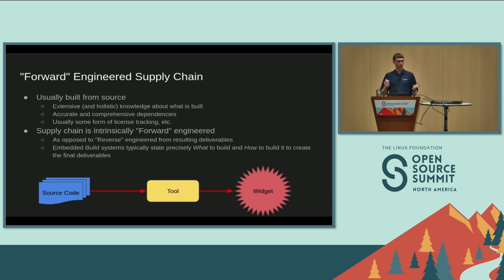So we say our supply chain is intrinsically forward engineered, and this is the opposite of reverse engineering, right? There's a lot of tools out there that you can chuck a binary into and they will try to figure out what the process was that built it, and that's reverse engineering your supply chain, and that's fine. There's nothing certainly wrong with that. But I think as an embedded community, we certainly have the advantage that we can say we forward engineer our supply chain instead of reverse engineer it.